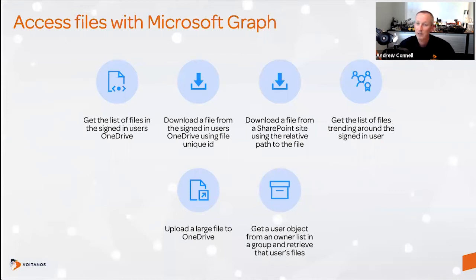Now here's something. We have two insights-based things. How do I get a list of files that are trending around the current user, stuff that they've worked on or stuff that people they work with are working on? And then let me skip one. How do you get the user object from the owner list in a group and retrieve that user's files? There you go. So how do I figure out from a group who the owner of that group is and get a list of all of their files? It's a scenario kind of thing. You should know how to go about doing that.